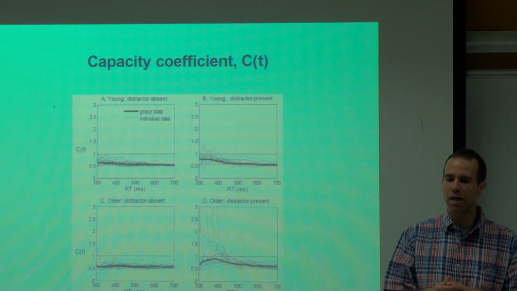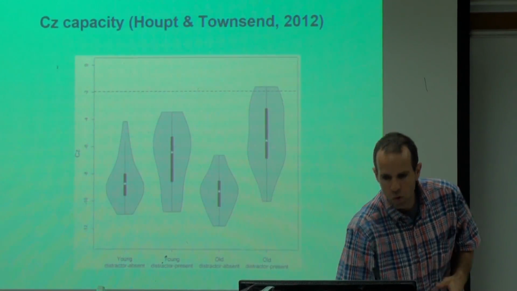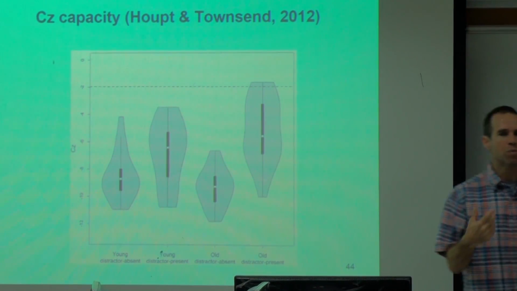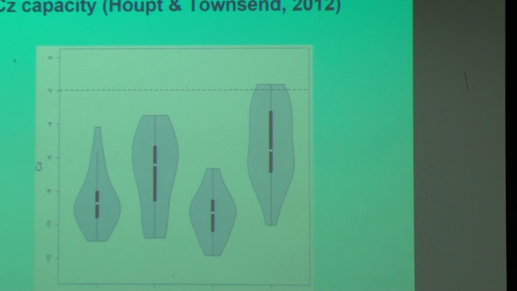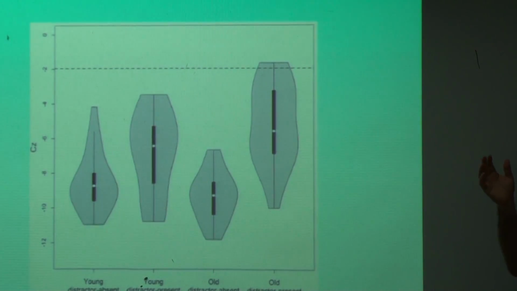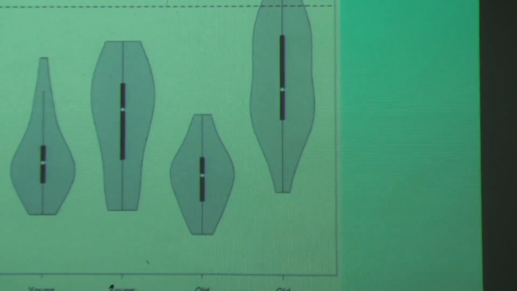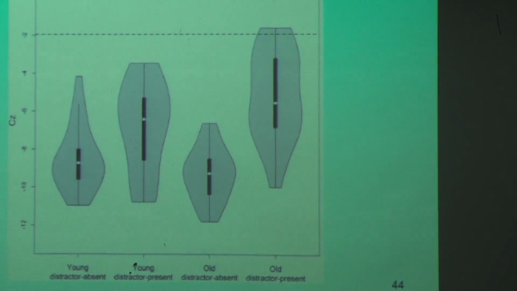So we calculated the capacity coefficient and also a measure that is called CZ, which is based on the work of Joseph Houpt and Jim Townsend. And this allows us to convert the capacity coefficient to a single value that can then be subjected to a statistical comparison.